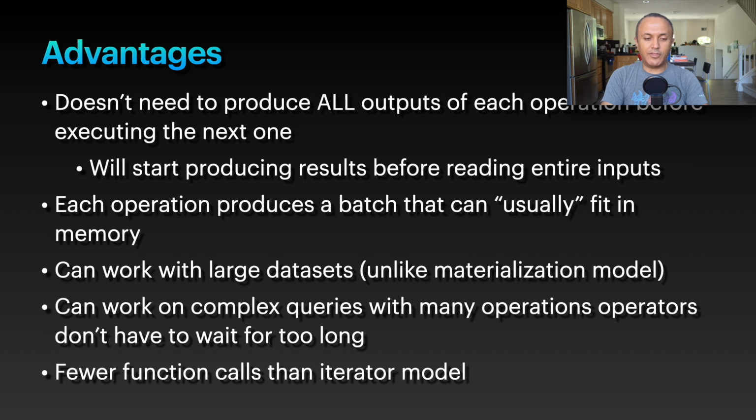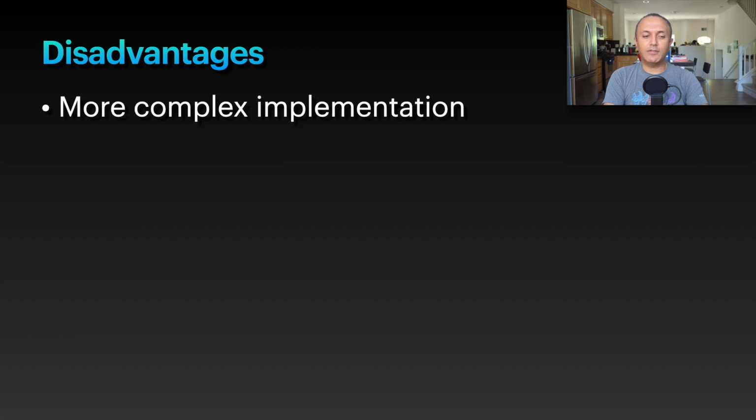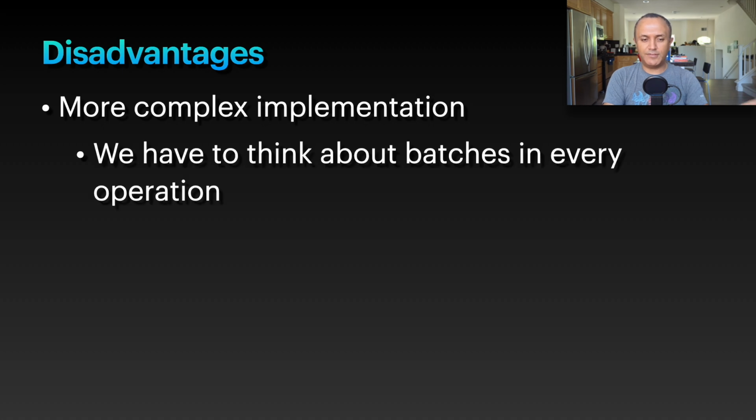One thing that it's better than the iterator model at is that it has much fewer function calls, right? In the iterator model, you have to call the function for every row. Here, you have to call a function to produce, let's say, 100 rows, like one batch. So the number of times you have to call functions is much less. This means that you have much less overhead than the iterator model. Now, the disadvantages are, first thing, as we have seen, the implementation is much more complex. You have to take into account the end of file, the batch size, and many more things. This adds complexity to the implementation.